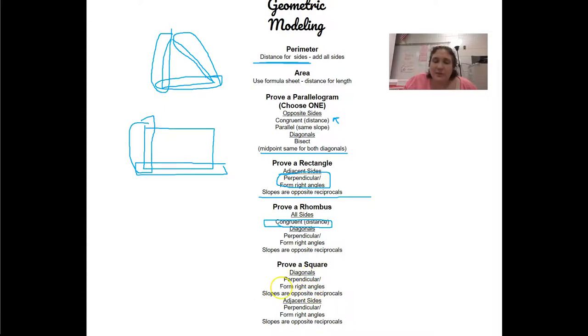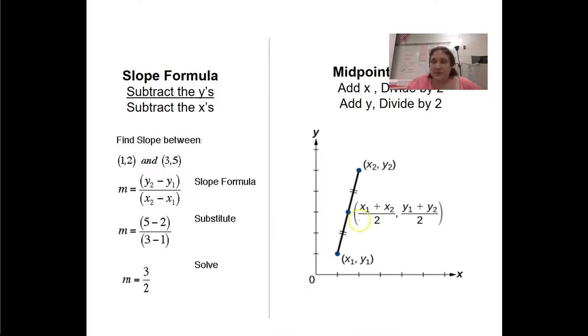The square is the same thing. Not only do you have to show the right angles, but you also need to show that at least the adjacent sides are perpendicular. So you're going to be doing a whole lot more slope work for a square. Here are some reminders about slope.